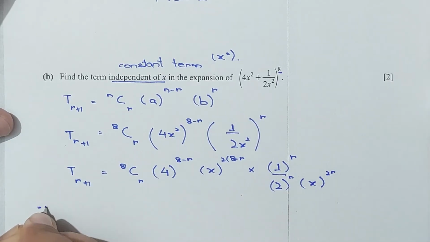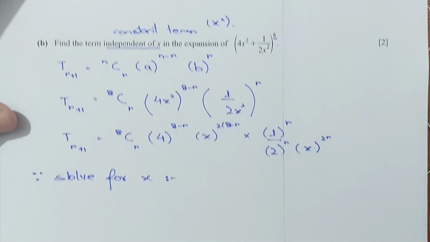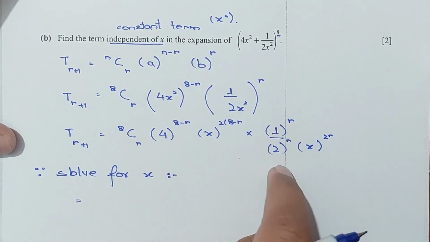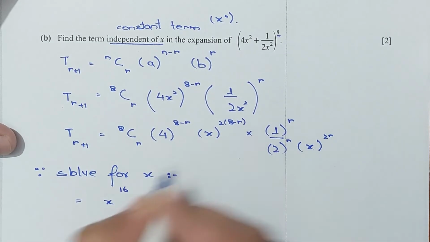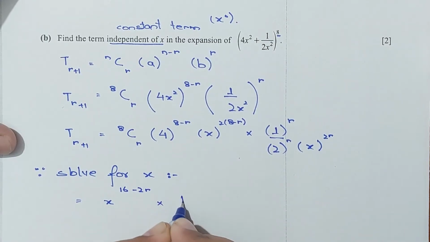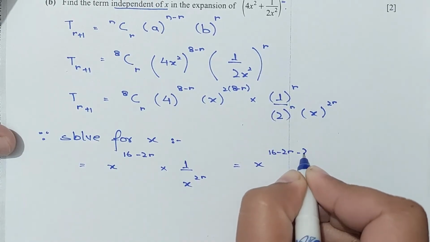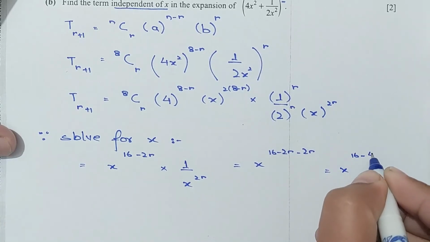So just solve for x. Because we have to find the term which is independent of x, it means the x power should be equal to 0. So these are the constants, and these are the terms involving x. x to the power 2 times 8 is 16 minus 2r, multiplied by 1 over x to the power 2r. Simplify further: x to the power 16 minus 2r and minus 2r, shifting this to the numerator, so it becomes x to the power 16 minus 4r.